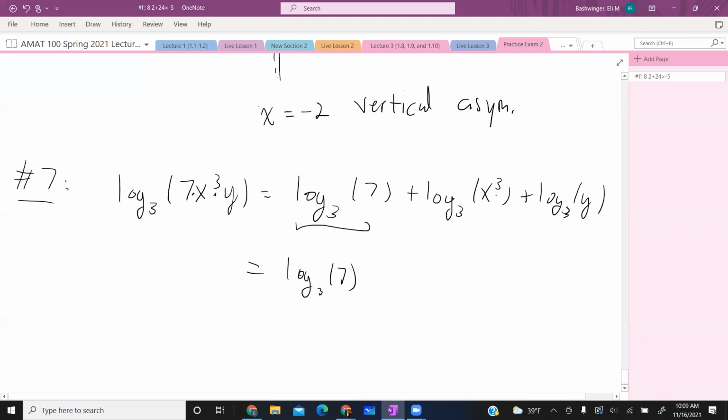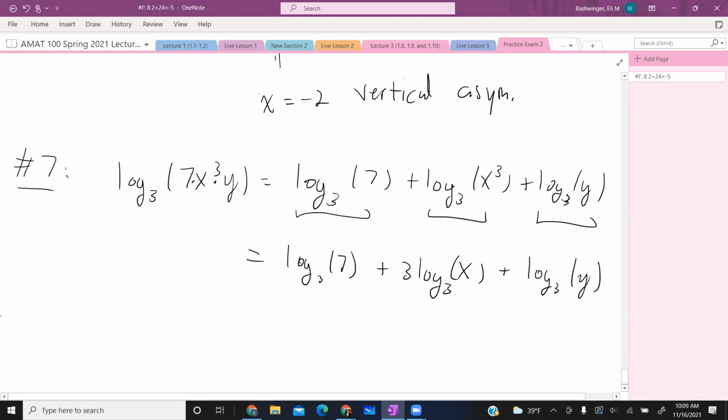Now the middle term can simplify, because we have x to the 3rd, so we can use that property of exponents to write the exponent as a coefficient. And then again, for this one, we can't simplify any further, so we get this, and we're done. So that's 7.